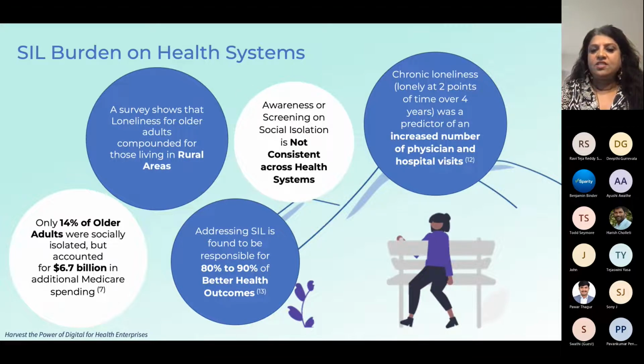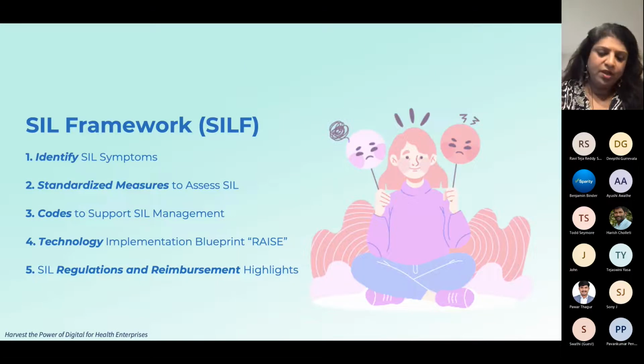So this is the most important key takeaway we need to problem solve through the health systems: the lack of standardization and the enormous amount of spending that is happening because of the influence of isolation and loneliness and other mental health conditions on physical health. So how do we really solve this?